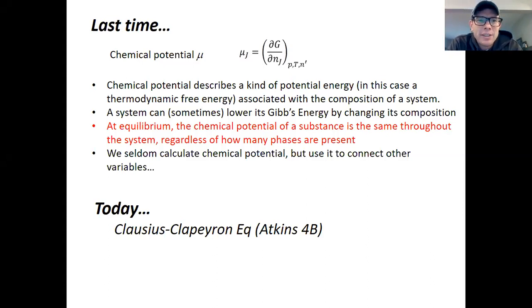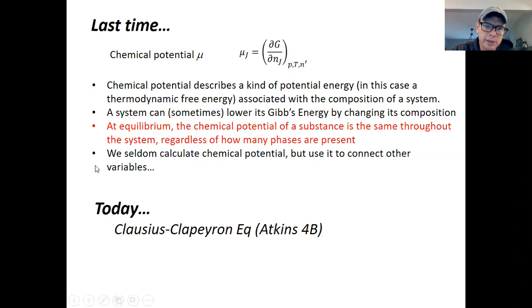Anyways, in the last video, I introduced this concept, chemical potential. This is the formal mathematical definition, and the idea is that the chemical potential describes a kind of potential energy which is associated with the composition of a system. Systems can lower their energy if they change their composition sometimes. And what's most relevant about this is it provides us a way to define equilibrium. Specifically, we know that at equilibrium, the chemical potential of a substance is the same throughout the entire system, regardless of how many phases are present. That's the most important thing.